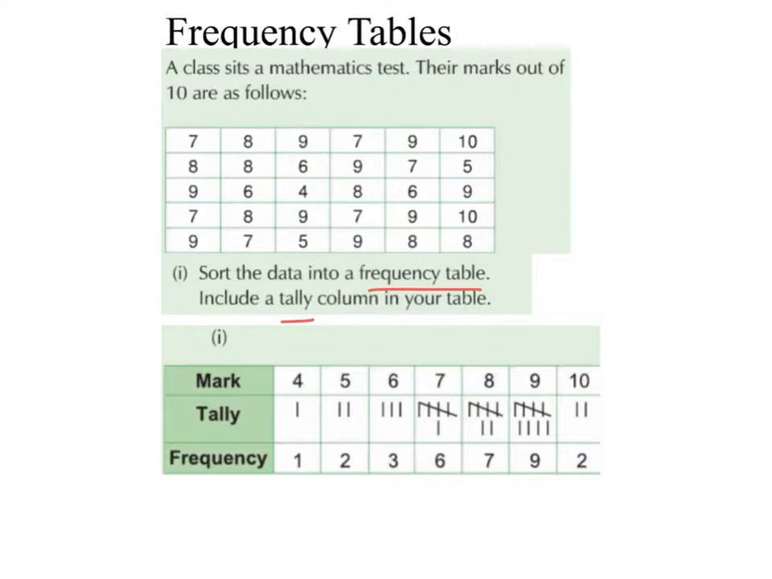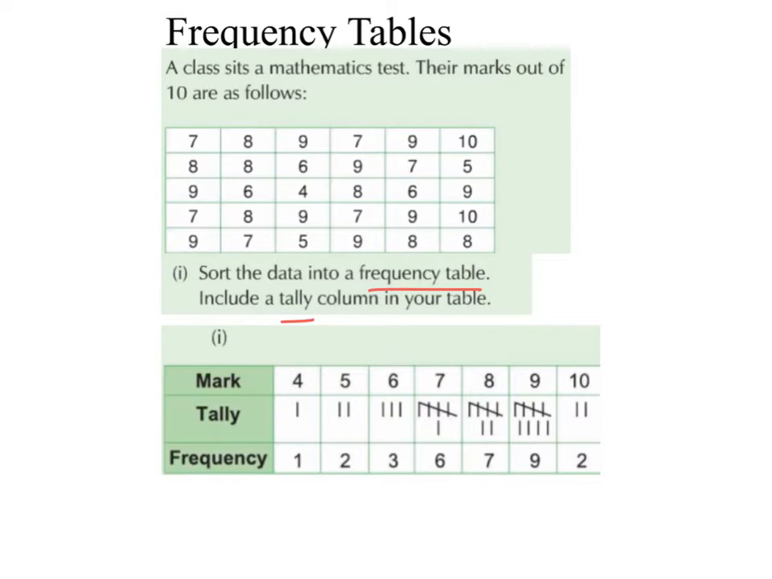So we want to start off by having a look and seeing what's the lowest number in our list, and 4 is the lowest number. So we're going to draw out a table, and we're going to have mark on the left hand side, and 4 is going to be the first number. And then we see what's the highest number in our list, and it's 10. So we're going to have 4, 5, 6, 7, 8, 9 and 10 in our mark row. Our next row is going to be our tally, and our last row is going to be our frequency.